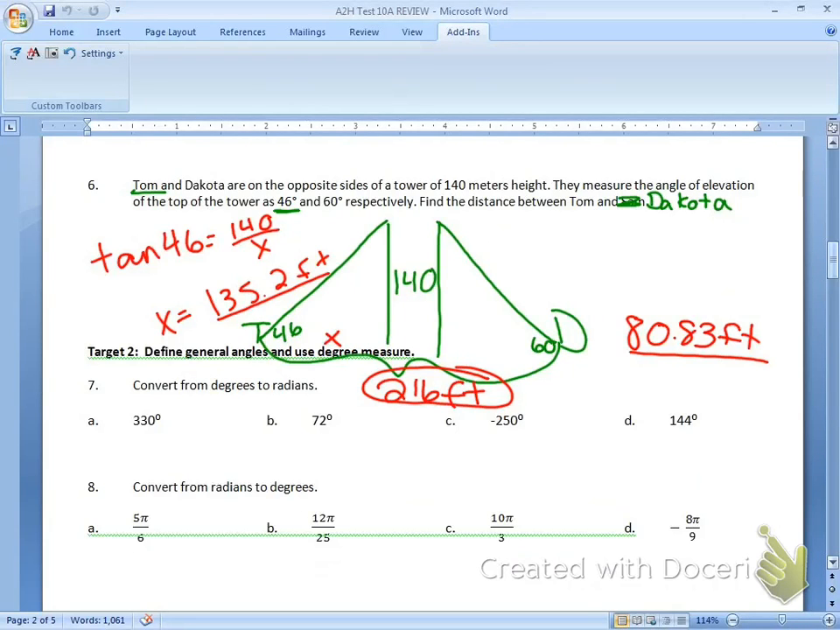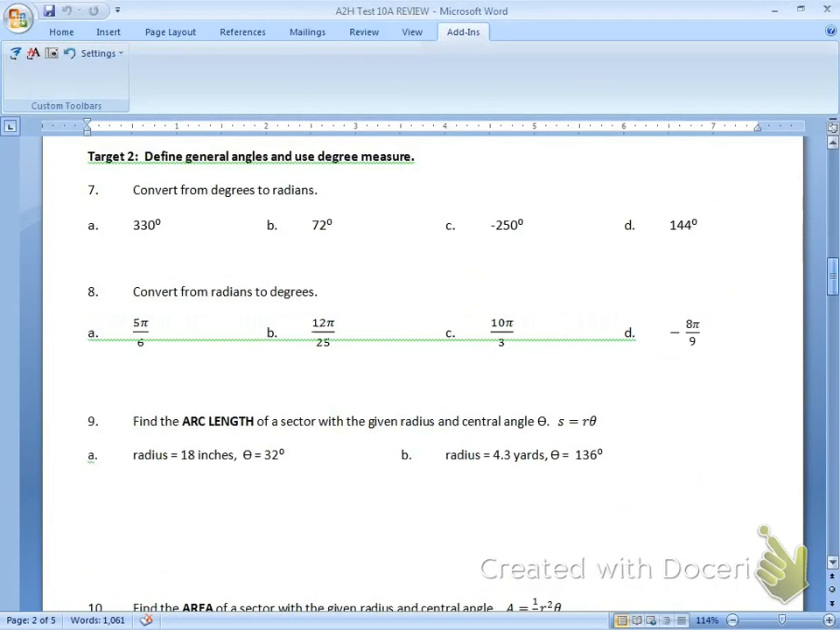Okay, number 7. I know I'm going fast. I'm trying to go fast anyways, but this is a long review, so we have a lot to do.